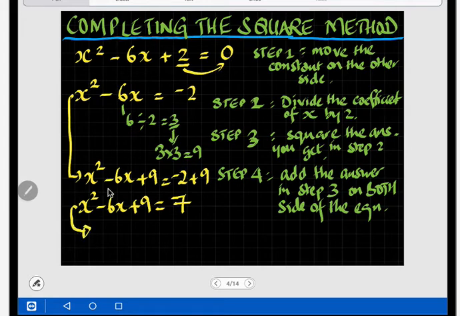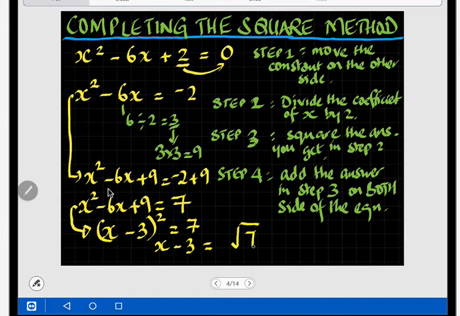That looks like a quadratic equation. If you factorize this, what you will have is x minus 3 to the square, and that is equal to 7. Okay, so x minus 3 will be equal to what? The square root of 7.